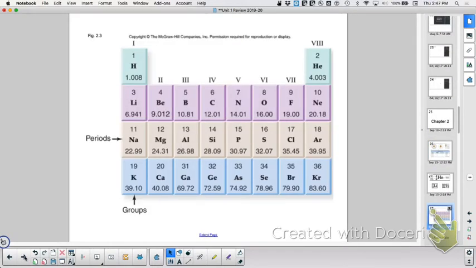Periods and groups. Remember, periods are on the horizontal, and you're in the same energy level. Yes, like I'm in level 2 or level 3, right? But groups are on the vertical, and groups have the same number of what? Valence electrons. When you know the number of valence electrons, you know how they will what? Interact. So knowing the number of valence electrons determines their behavior, how they will bond or not bond with others.